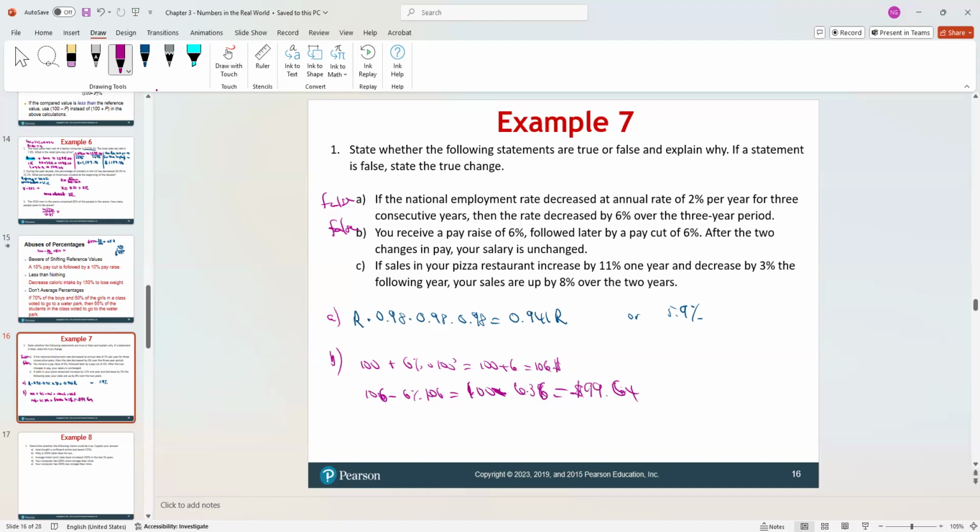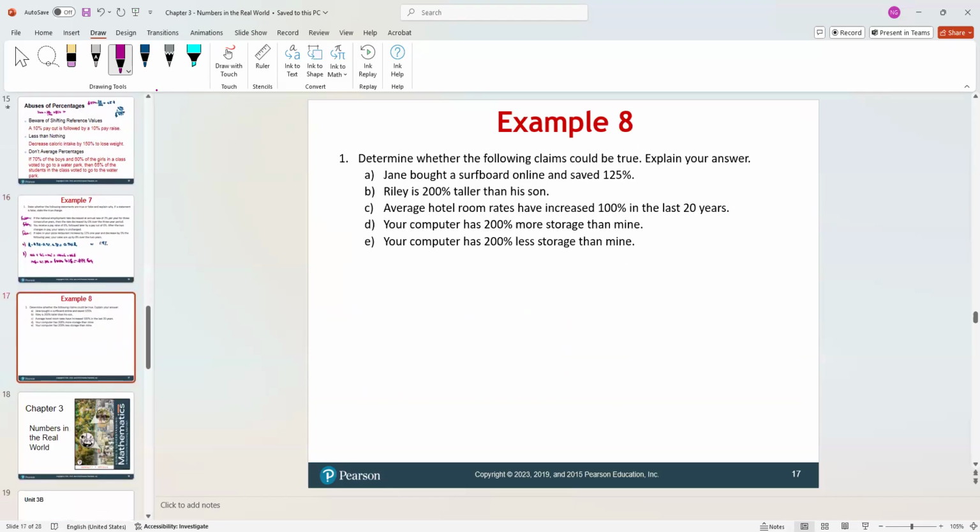So the last one is maybe something you can verify. Also, probably false. If sales in your pizza restaurant increased by 11% one year and decreased by 3% the following year, your sales are up 8%, which is not true again, because you need to do them separately. This is false, and you can follow what I just did to verify it.